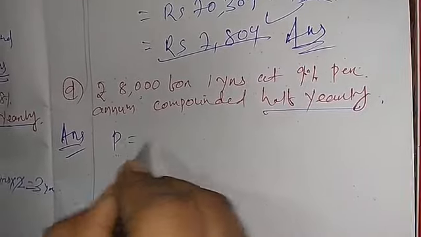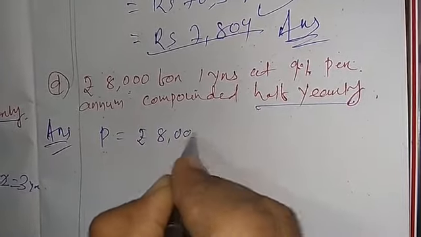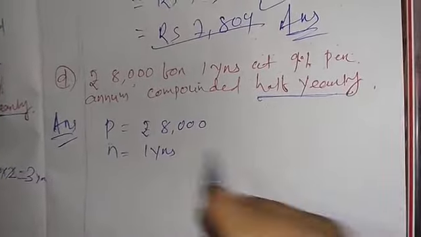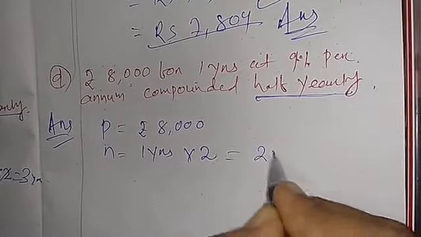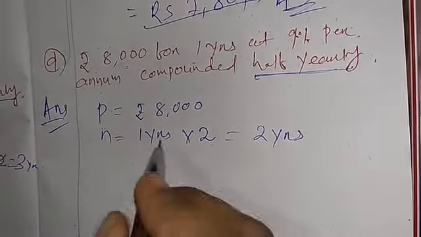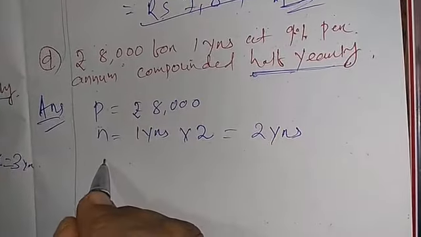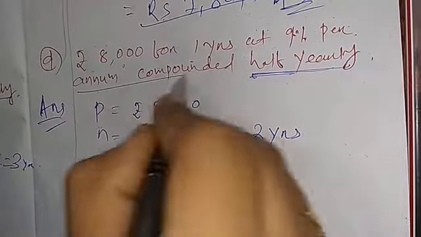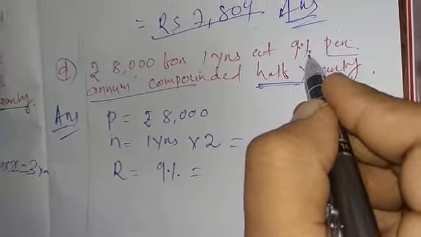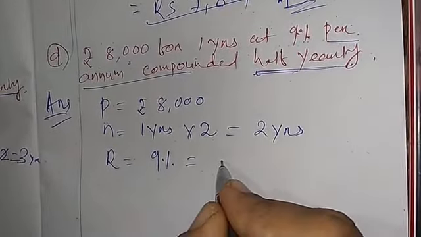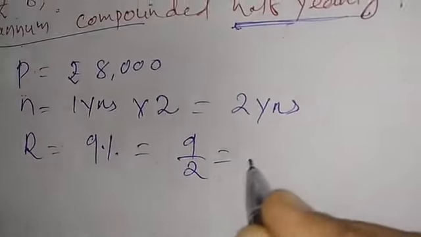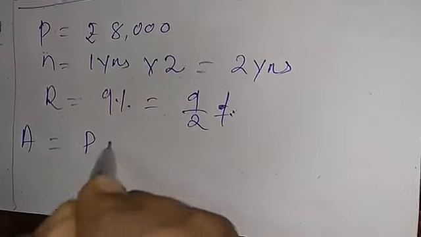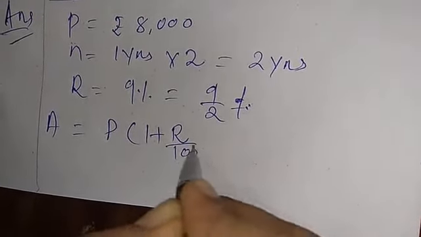Here principal equal to 8,000, n equal to 1 year, but here half yearly calculated means 1 year into 2 times. So n equal to 2 years. Okay, 2 times in a year. Next our R rate of interest equal to 9%. Again this one is per annum 9%. The rate of interest per annum, halved for half years. So 9/2 equal to 9/2%.